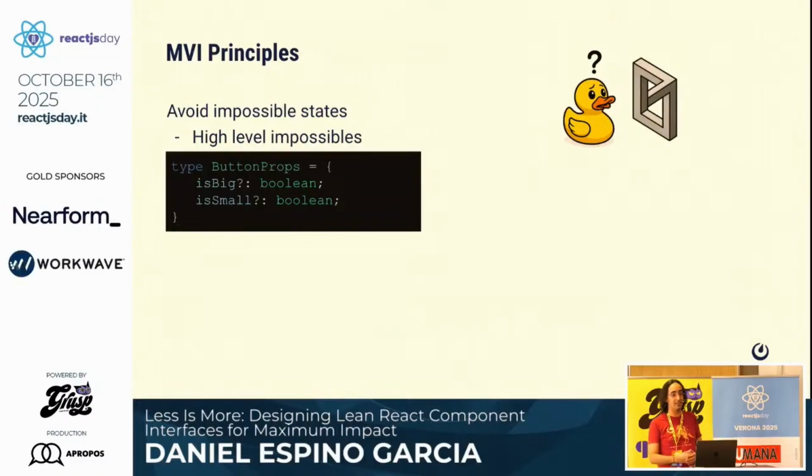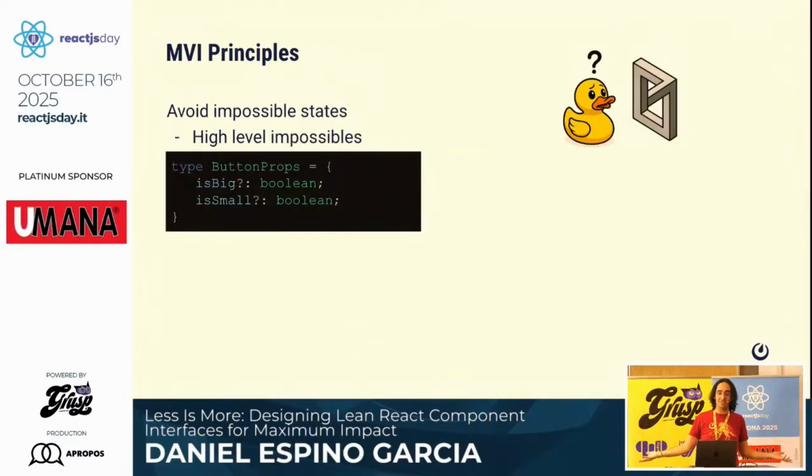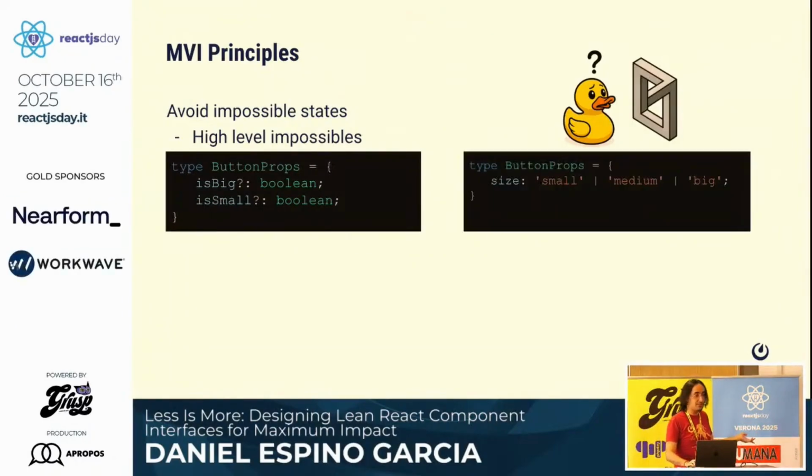Also, I could understand what happens if both are false. I mean, if it's not big and it's not small, it's medium. But what happens if both are true? That's an impossible state, and we are exposing that impossible state. What should you do in those cases? The next best thing, so an enum.